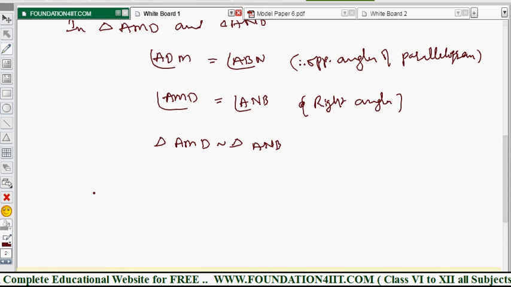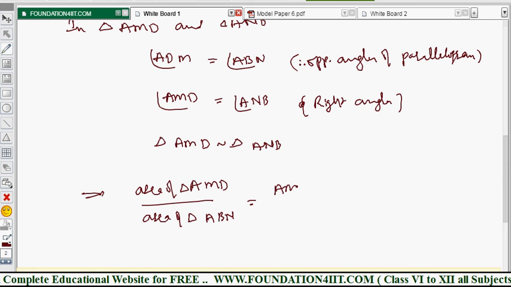Whenever two triangles are similar, then by the property, area of triangle AMD by area of triangle ANB is AM square by AN square. According to the property, the ratio of areas is equal to the ratio of squares of the corresponding sides. So AM square by AN square.